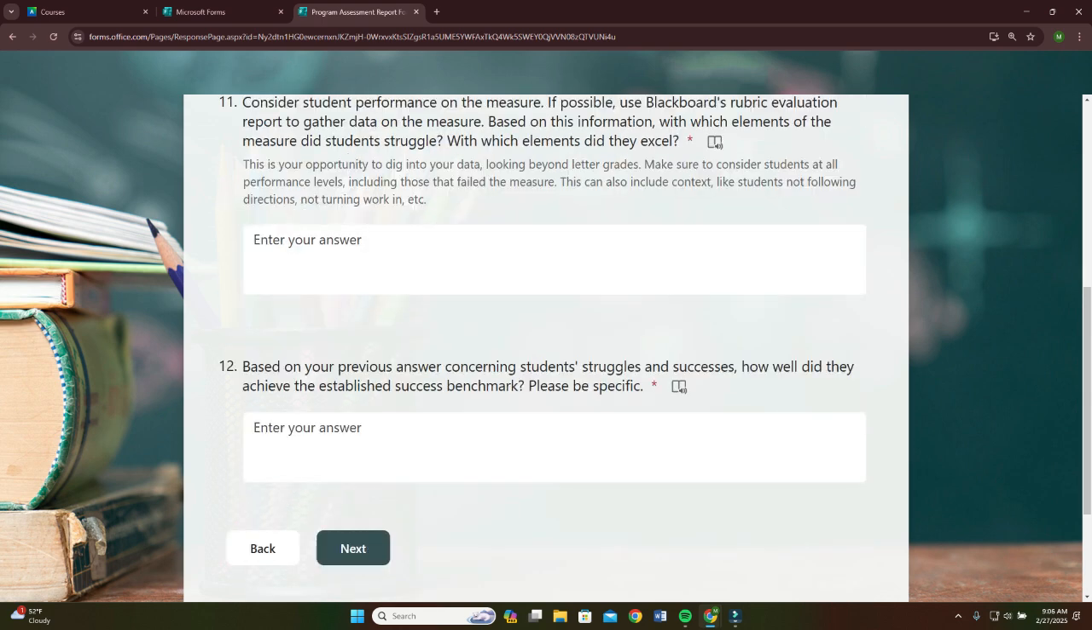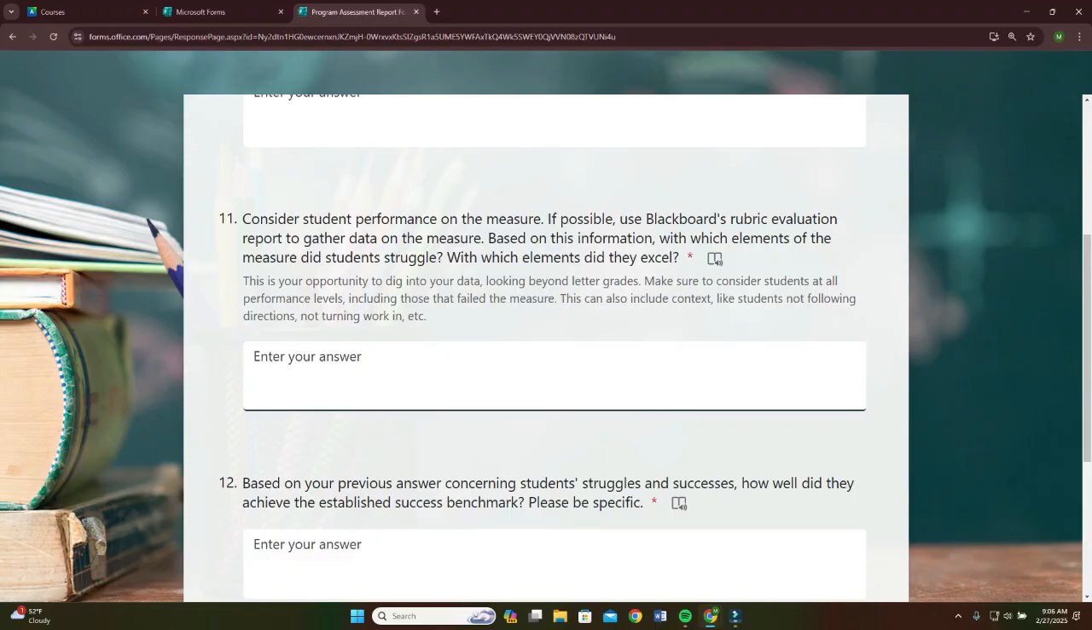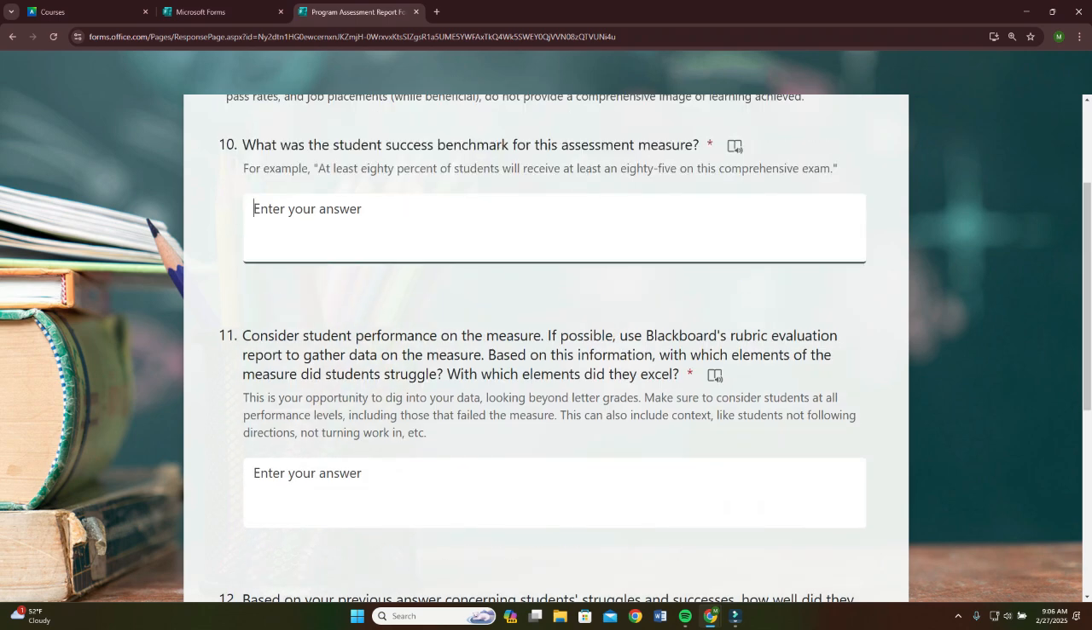And then number 12, based on your previous answer concerning student struggles and successes, how well did they meet the benchmark? So we have our benchmark, we have our context here, right? Here's how they performed, here are some struggles, here are some successes. Based on that, did they meet the benchmark? Did they not meet the benchmark? How did they or did they not meet that benchmark? You do want to be specific. So these guiding questions can really help you flesh out each individual portion of your data, figuring out what happened and what didn't.